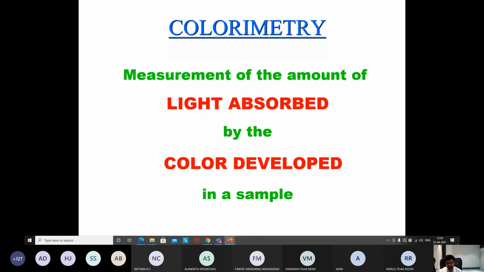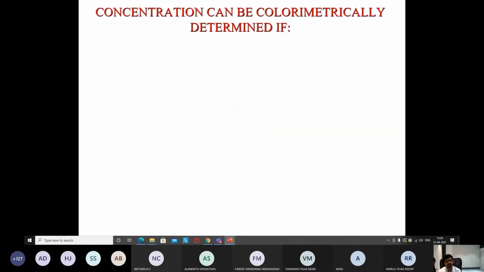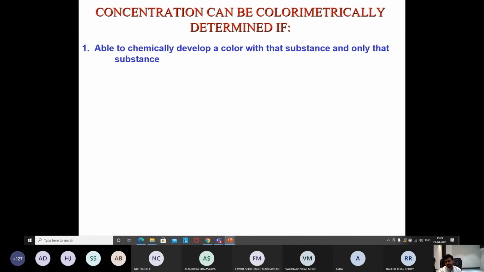Colorimetry is the measurement of light by the color developed in a sample. The sample may be our serum sample. If you think about human samples, most of the time we use serum, synovial fluid, cerebrospinal fluid, and many other kinds of samples in the clinical biochemistry laboratory to measure particular substances. So concentration can be determined colorimetrically. Suppose you want to estimate glucose, what kind of chemical reaction should we choose? The chemical reaction should happen only with glucose. So whatever color is going to develop should be because of the glucose only. Then we can estimate the concentration of glucose in that particular sample.